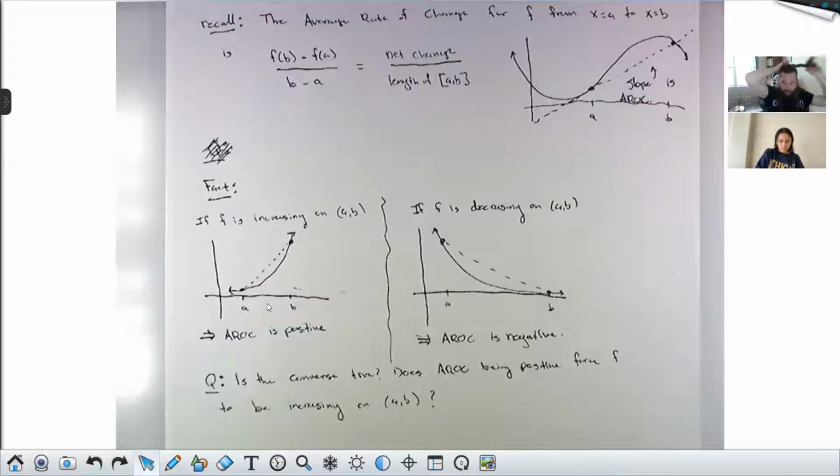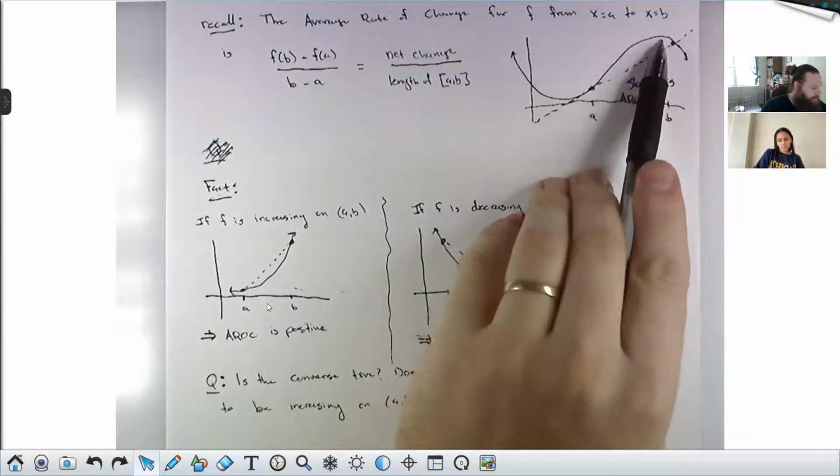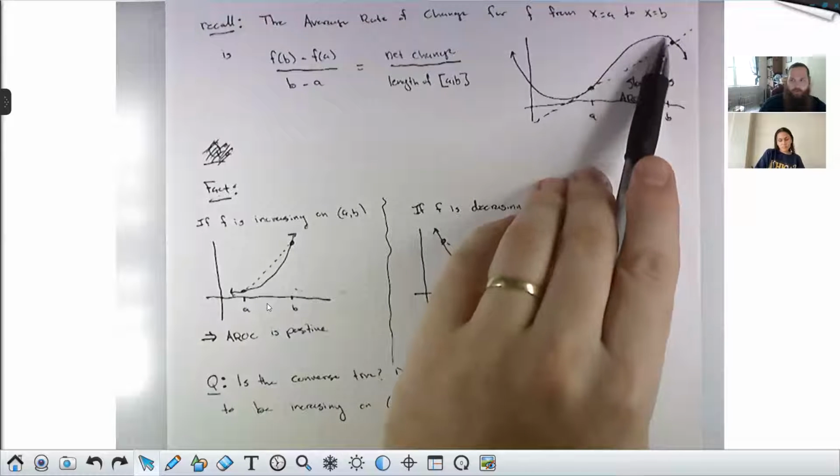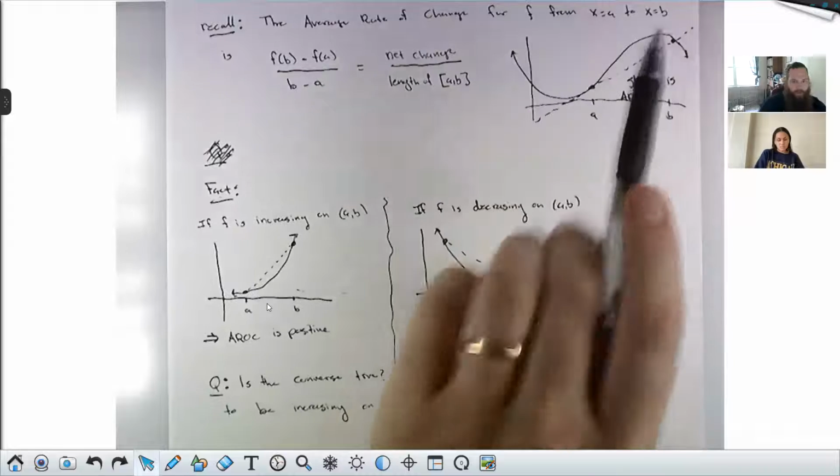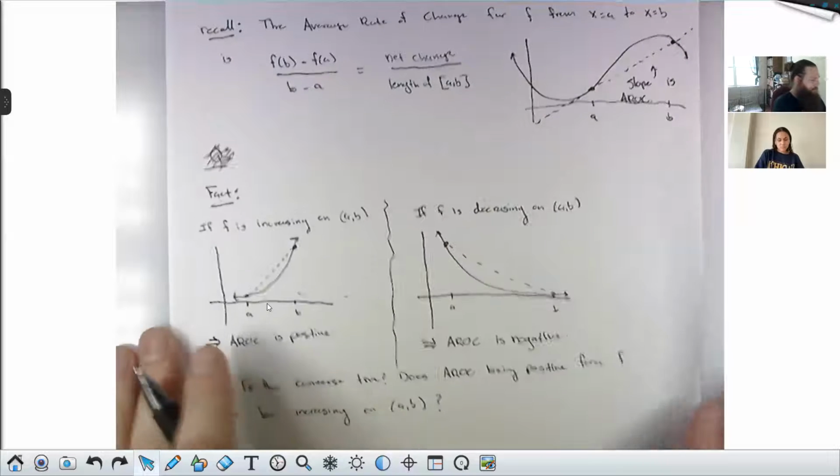It is not necessarily true that a positive average rate of change means your function is increasing everywhere on the interval A to B. And the counterexample, one of them is drawn right there in the top right corner of the screen. That function is not increasing everywhere from A to B. If we look right here, it turns around and starts decreasing a little bit. And we can think of a more extreme example. And the answer for positivity and increasing is the same as the answer for negativity and decreasing. Both are no.